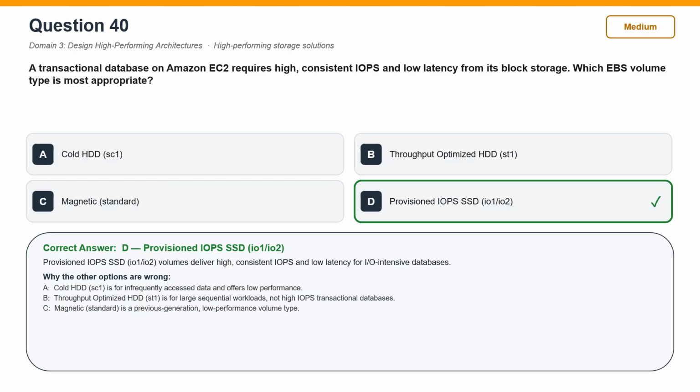Cold HDD sc1 is incorrect. Cold HDD sc1 is for infrequently accessed data and offers low performance. Throughput Optimized HDD st1 is incorrect. Throughput Optimized HDD st1 is for large sequential workloads, not high IOPS transactional databases. Magnetic standard is incorrect. Magnetic standard is a previous generation low-performance volume type.